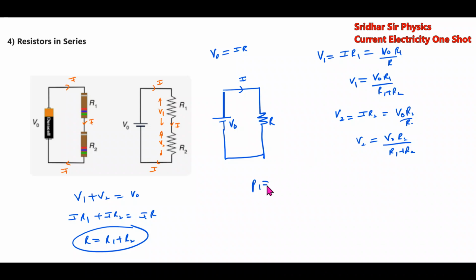What about the power dissipated? Power dissipated should be equal to I square R1, and I square R2. If R1 is greater than R2, V1 is greater than V2, and P1 is greater than P2. If two resistors are in series, the one which has more resistance will dissipate more power. The same concept is applicable for bulbs also, very, very important.